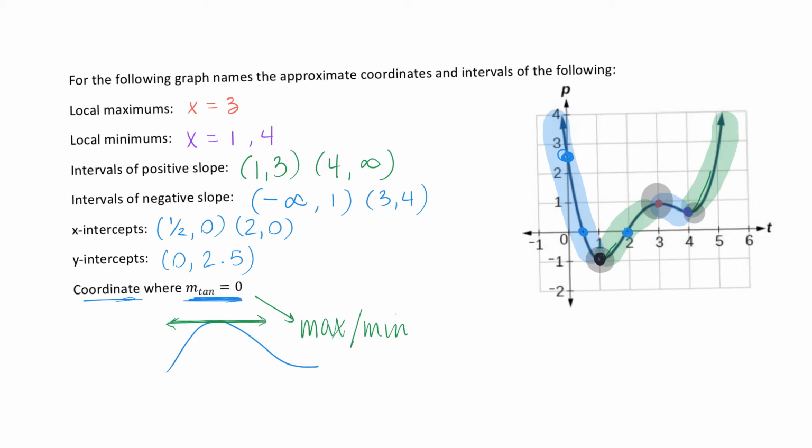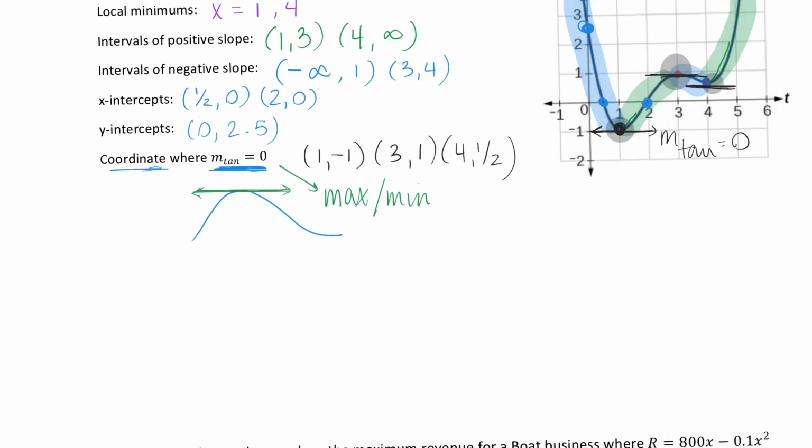In this case, we're going to do our best to write that in. So we're going to say (1, -1). We'll call that (3, 1), close enough. And then (4, 0.5). So if I were to draw a slope there, I would end up with tangent lines that were horizontal, which means they have a slope of 0.